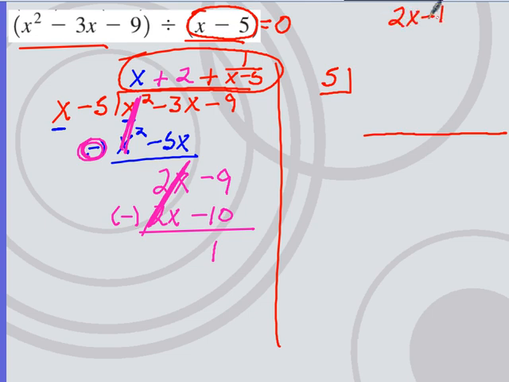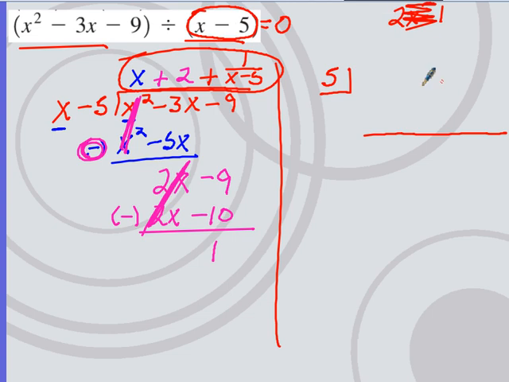What if you're dividing by 2x minus 1? What's the opposite of 2x minus 1? If it's a single term here, like minus 5 or plus 6, yeah, you can just put the opposite in the box. But if you're dividing by 2x minus 1, set that equal to 0, move the 1 over, divide by 2, and you would actually put a 1/2 in the box. Okay? We're dividing by x minus 5.